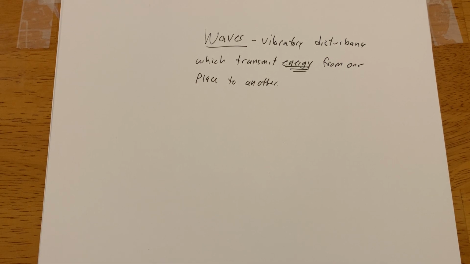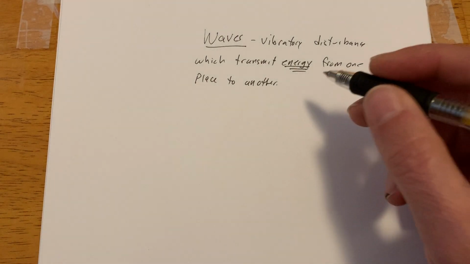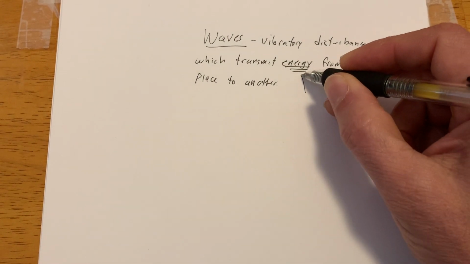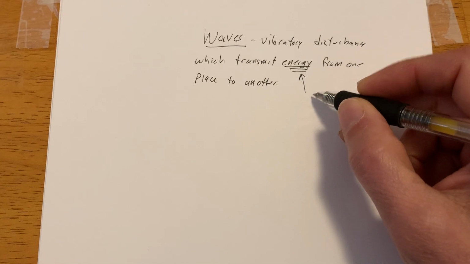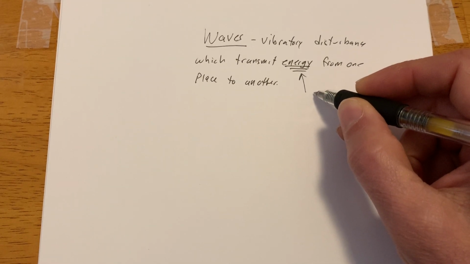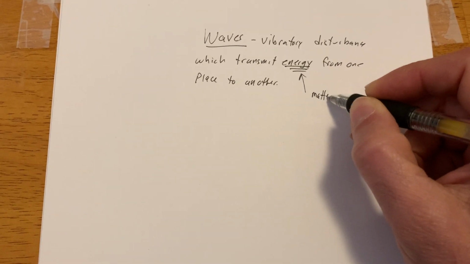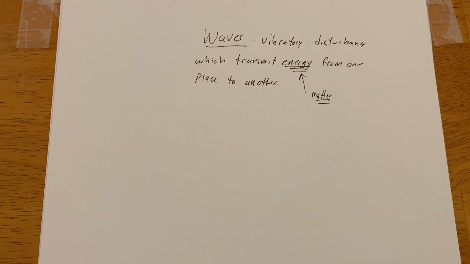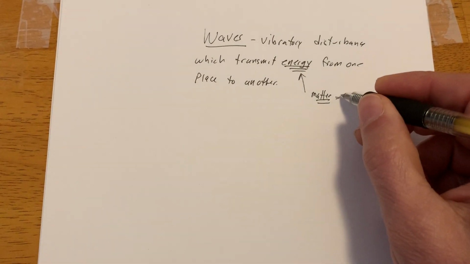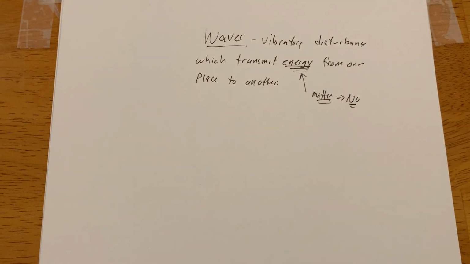All right? So what is a wave? Well, it's a vibratory disturbance which is going to transmit energy. I already have the energy written here, but just be aware, it's just energy. It does not move matter. Matter is not going to be moving around. So matter, no. Energy, yes, from one place to another.